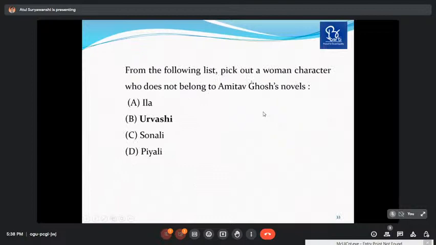From the following list, pick out a woman character who does not belong to an Amitav Ghosh novel. Is it Ela, Urvashi, Sonali, or Piali? So the option is Urvashi. The B option is the woman character who does not belong to an Amitav Ghosh novel.